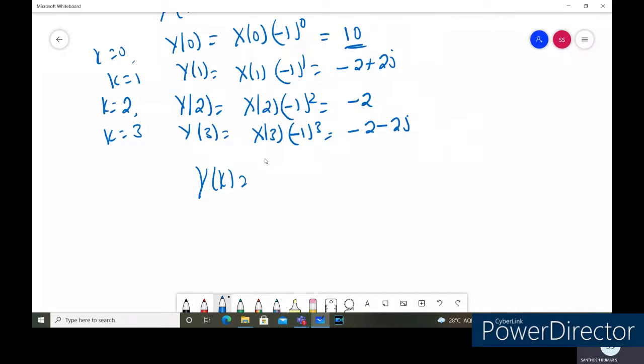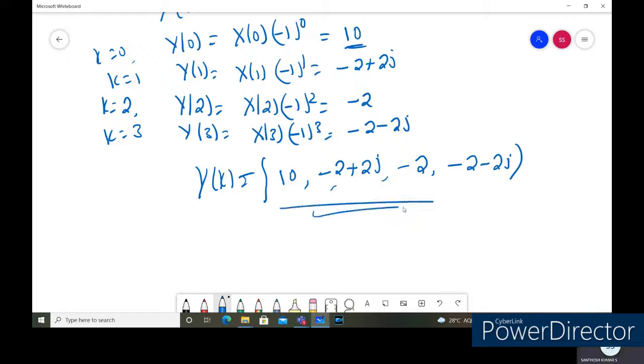So let us write Y of k. Let us summarize that one. It is 10, minus 2 plus 2j, minus 2, and minus 2 minus 2j.